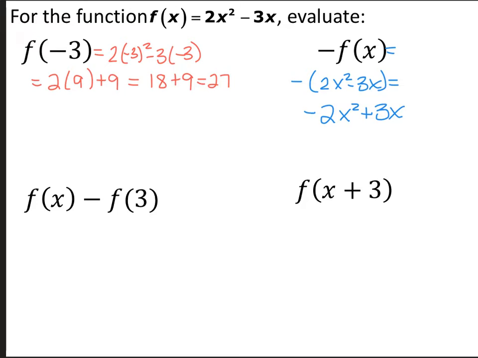So for this one, you're going to multiply the entire function by a -1. So I have a negative times the quantity 2x squared minus 3x. Distribute the negative all the way through, you end up with -2x squared plus 3x.